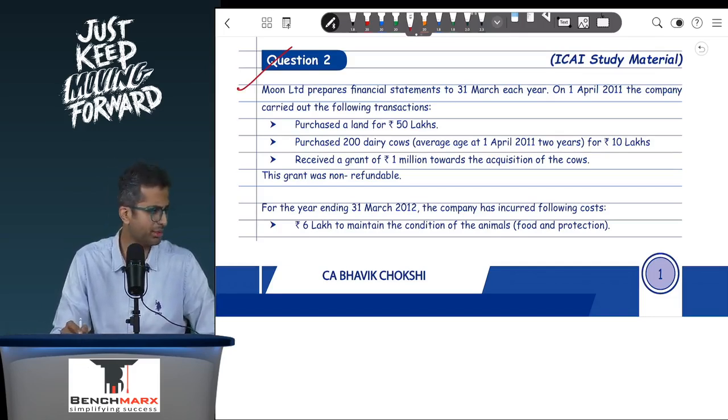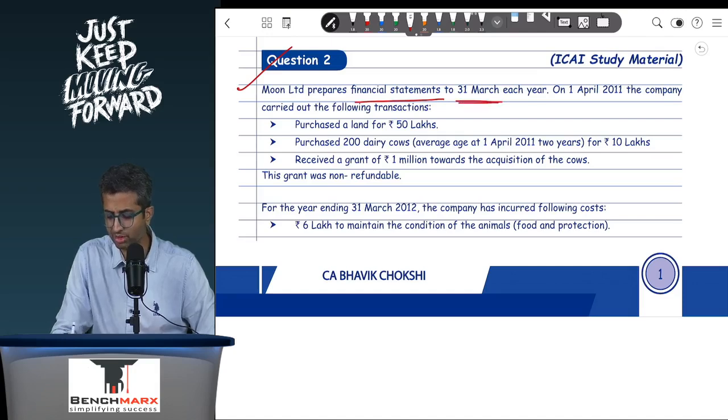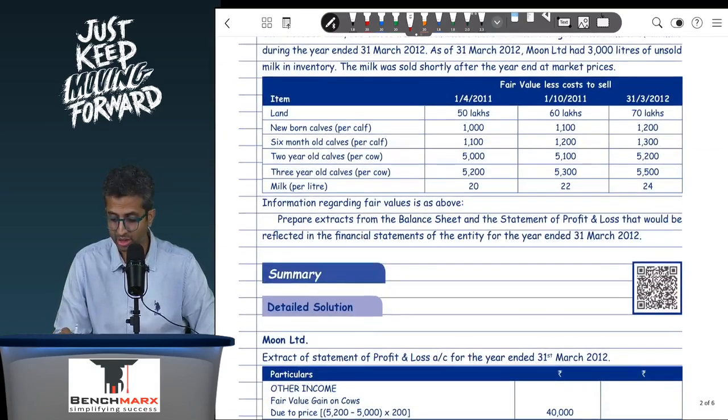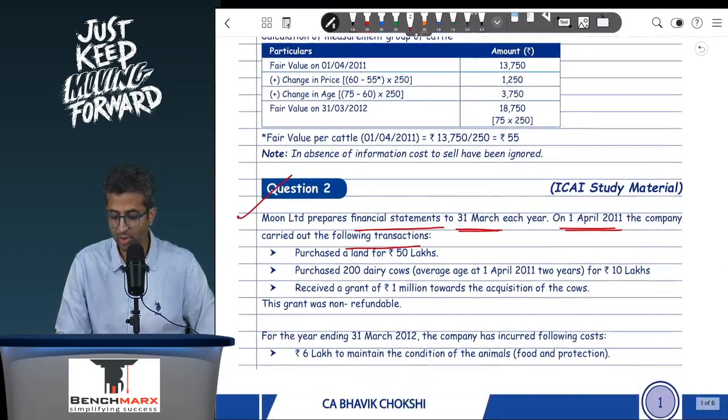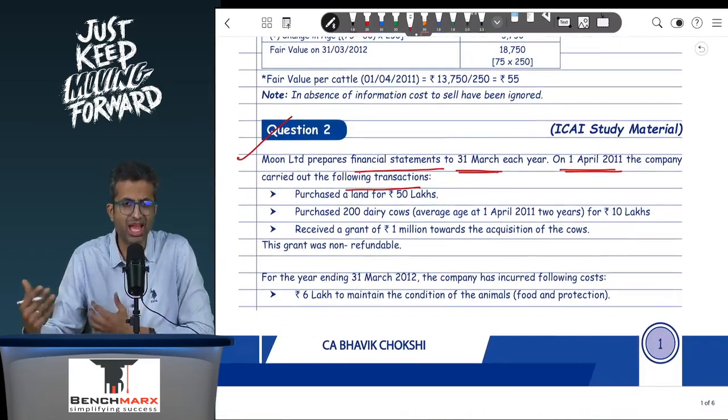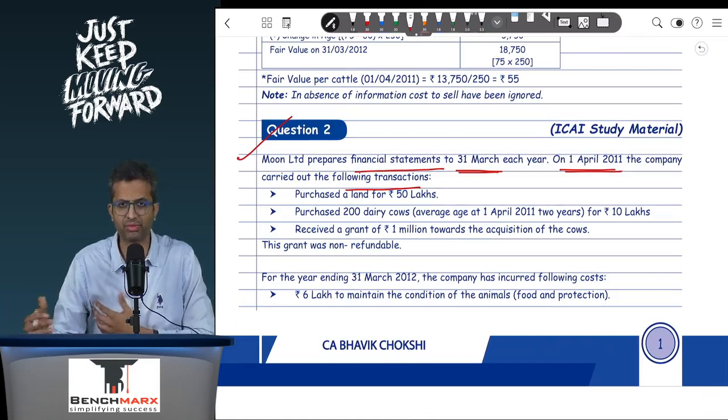Now, Moon Limited prepares financial statements up to 31st March each year. On 1st April 11, it carried out the following transactions. Now, what do you need to do? The question says you need to prepare the extracts from the balance sheet and the statement of P&L that would be reflected in the financial statements for the year ended 31st March 2012. So over here, you need to prepare the extract of the financial statements.